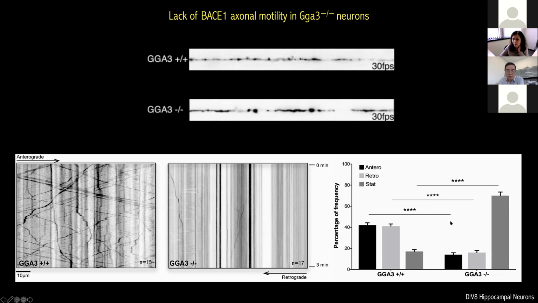The thing that surprised us was that both the anterograde and retrograde trafficking were affected. I'd like you to remember this consideration, that for us it was a surprise that even the anterograde trafficking was affected, because we were expecting only the retrograde trafficking to be disrupted by the lack of Gga3, because this will be useful in a couple of slides.